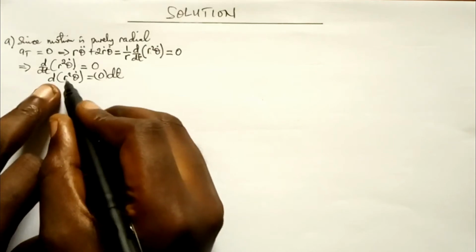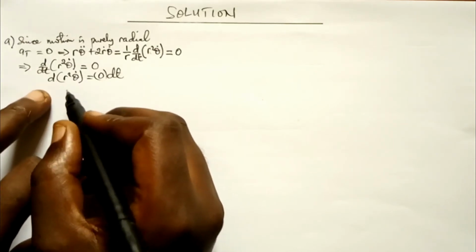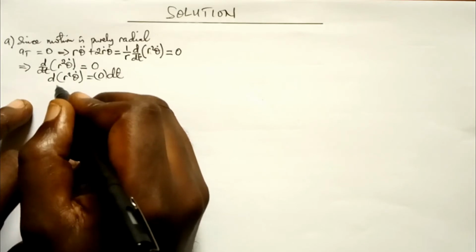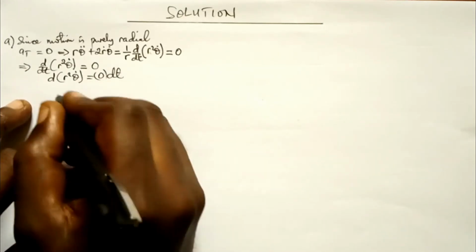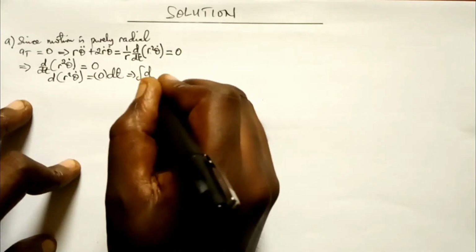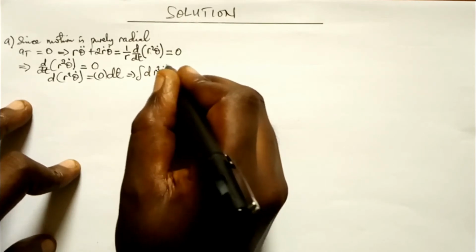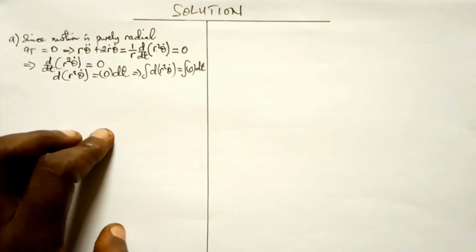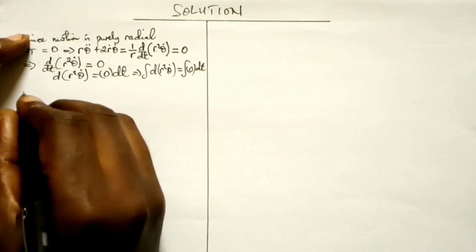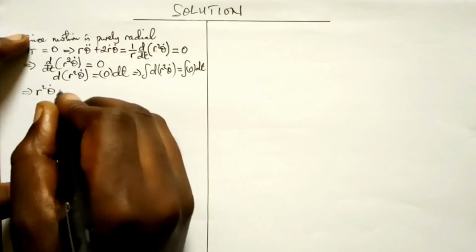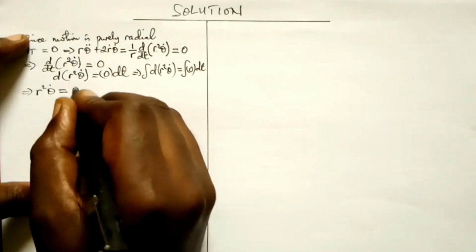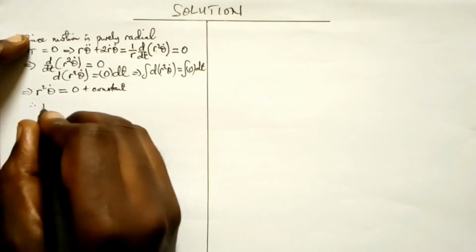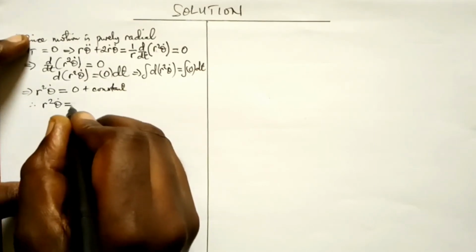In order to get r squared theta dot, I need to remove the d, which is indicating differentiation. So you remove differentiation by reversing the process with integration. So I integrate both sides. I get that the integral of d of r squared theta dot should be equal to the integral of 0 dt. The integral reverses the d, so you're just left with r squared theta dot equals the integral of 0, which is 0, plus my constant of integration. Therefore r squared theta dot equals h.